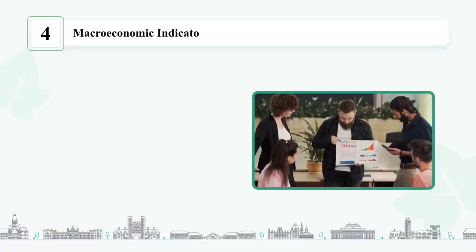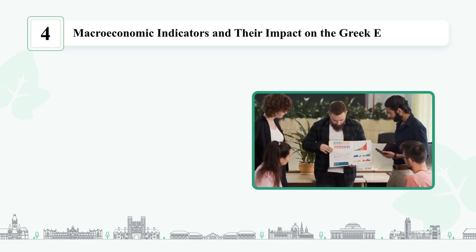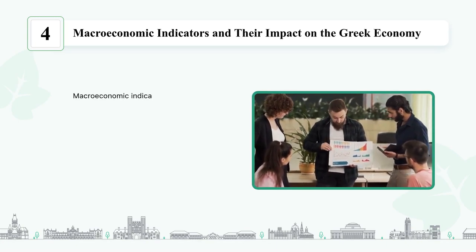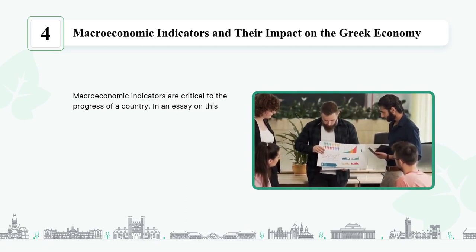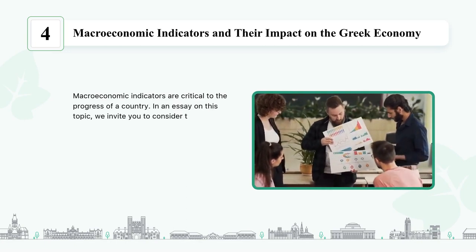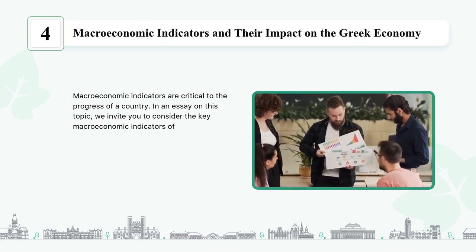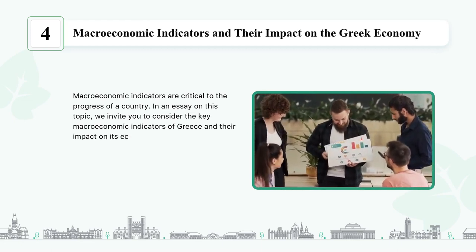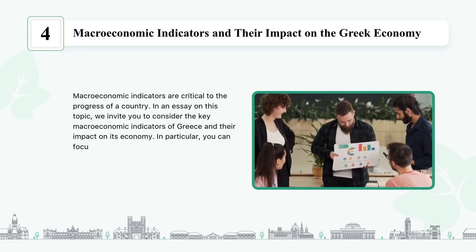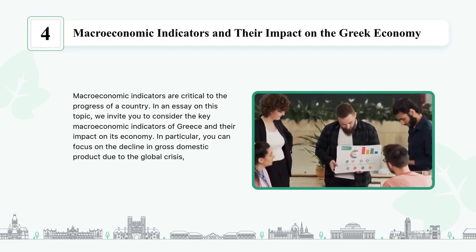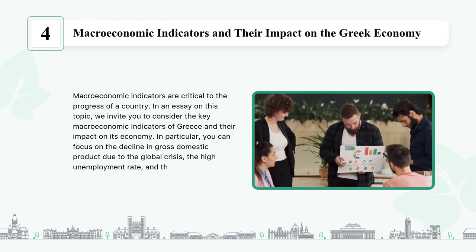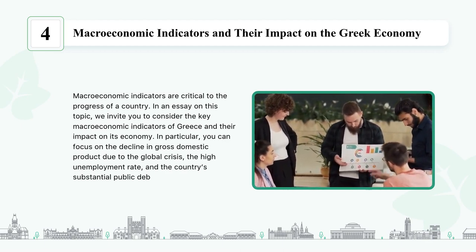Macroeconomic indicators and their impact on the Greek economy. Macroeconomic indicators are critical to the progress of a country. In an essay on this topic, we invite you to consider the key macroeconomic indicators of Greece and their impact on its economy. In particular, you can focus on the decline in gross domestic product due to the global crisis, the high unemployment rate, and the country's substantial public debt.